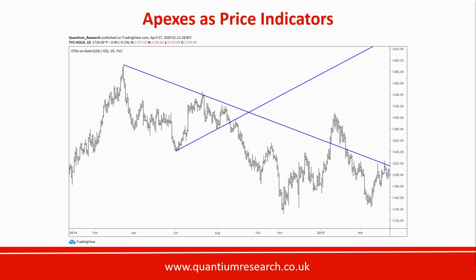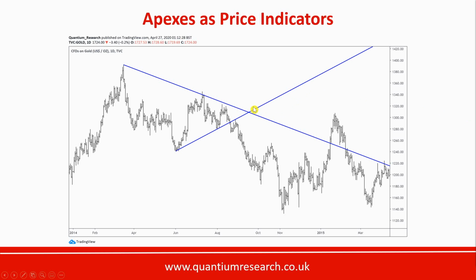And the price level of apexes can also be used as a horizontal price barrier. Here's an example where the price level of the intersection of the two trend lines was revisited by price later in the chart, where it swiftly reverses.